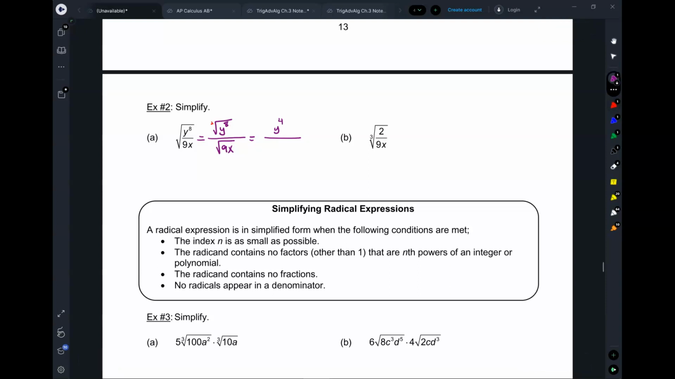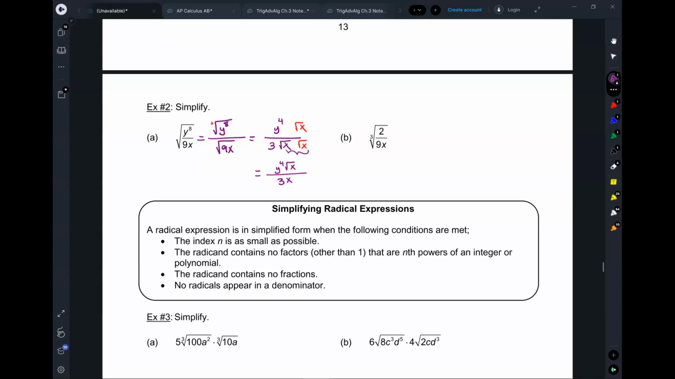It's a square root. Here the square root of 9 is 3, but then that root x just stays there. I can't have it there, so I need to multiply top and bottom by root x. So I have in the numerator y to the 4 root x, over 3. That just gives you an x.